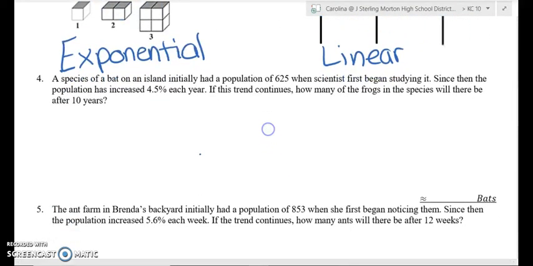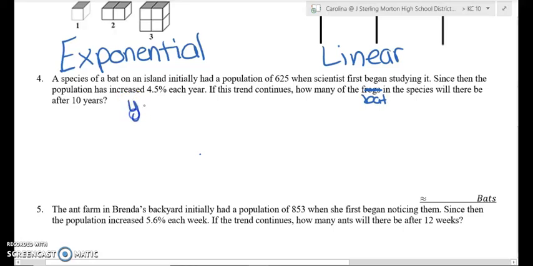Number 4. A species of a bat on an island initially had a population of 625 when scientists first began studying it. Since then, the population has increased 4.5% each year. If this trend continues, how many of the frogs in the species will there be? Frogs? Hold up. This should be bat. In the species will there be after 10 years? So we're going to repeat the same process like the other one. Because it's 4.5%, that's my clue to know that this is an exponential function.